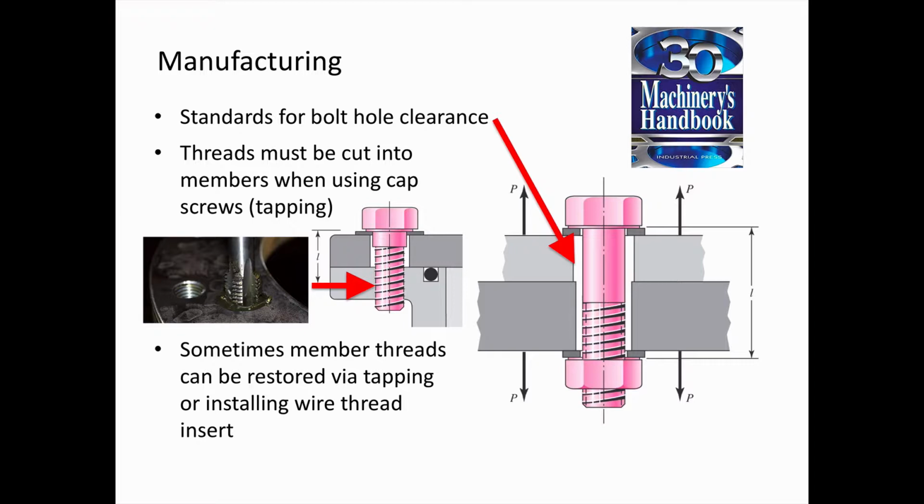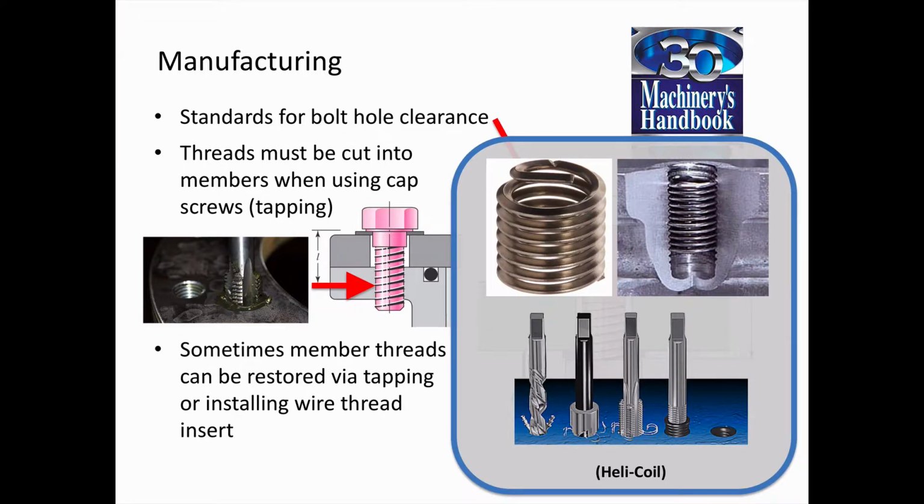Or another option, if the threads cannot be restored using tapping, is to install a wire thread insert. And the basic process is to drill out the hole larger than it was originally, and then cut larger tapped threads into which we install a helical wire thread insert.